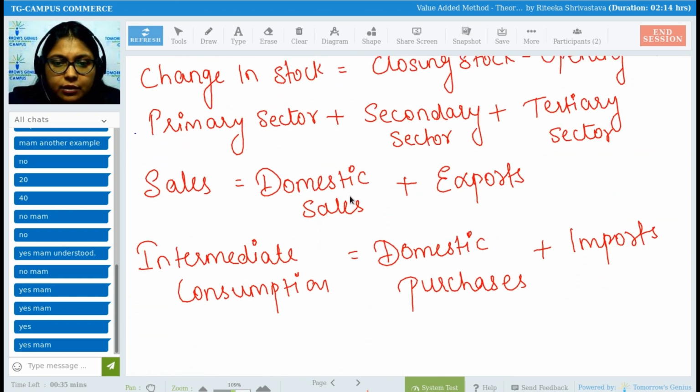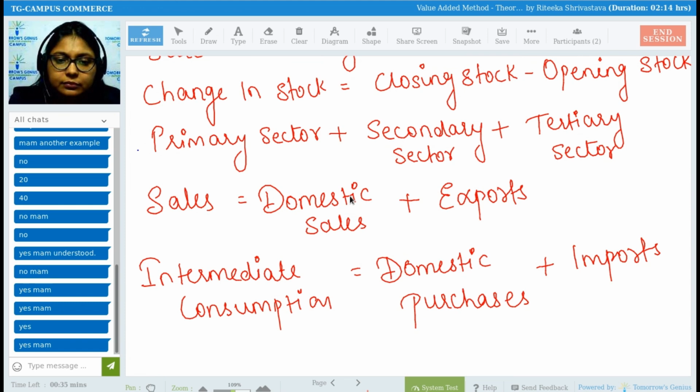This formula also write down. Sales, domestic sales plus exports. For intermediate consumption, they will give you domestic purchases, so domestic purchases plus imports.